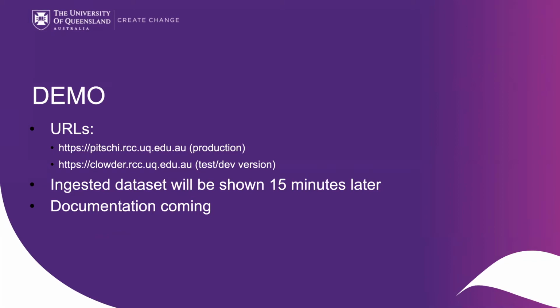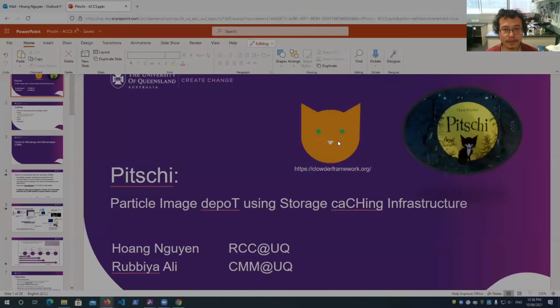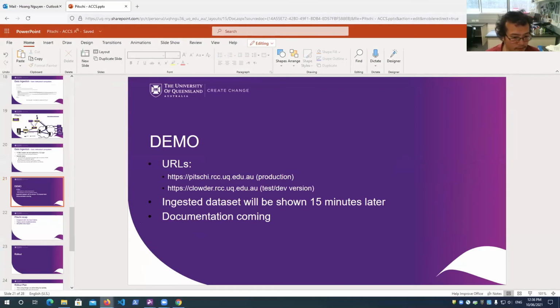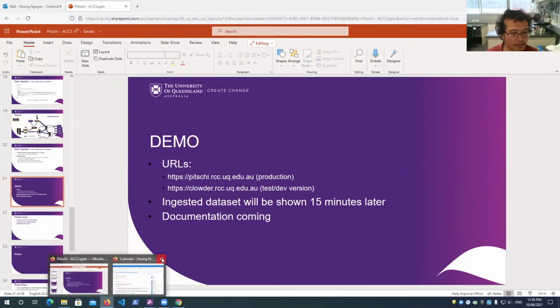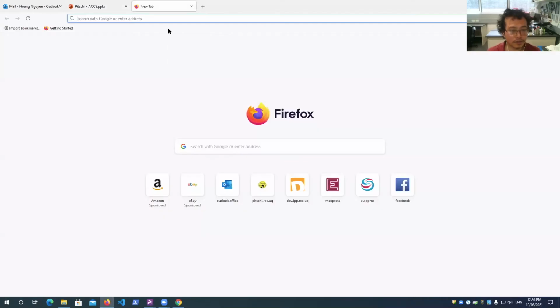Okay, let's go to the demo then. In this demo, I will show three things. First, I will show the Clowder web interface. The second is how web ingest works, and how the data lands on CVL and other platforms. And the third thing I want to show is how Pitschi captures data off the instrument computer. So let's go to Pitschi.